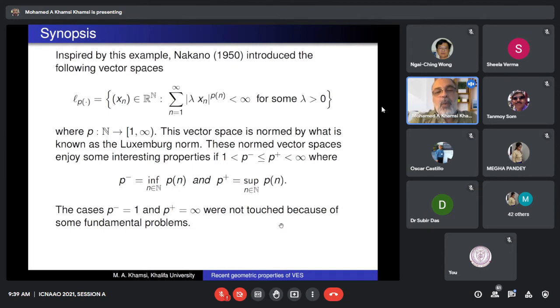So what happened when p minus is equal to 1 and p plus is equal to infinity? Then the fundamental properties used to establish some of the similar behavior between the classical l^p spaces and these variable exponent spaces collapse, okay? So people do not touch them. Great.